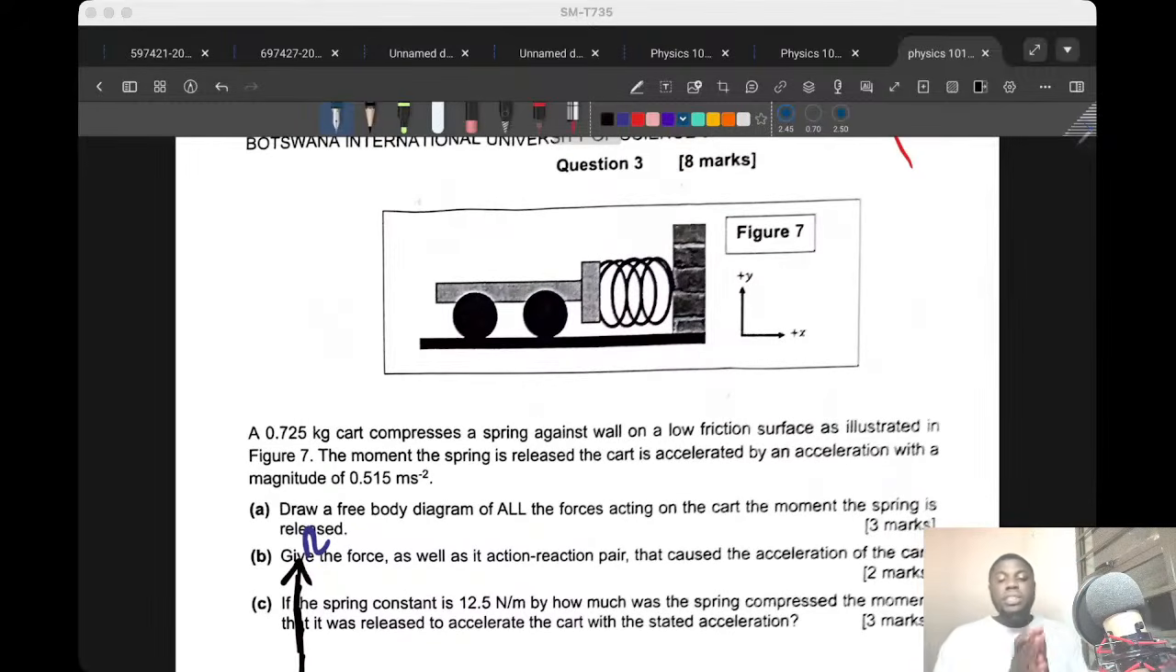Because a question with something like this, a spring, can cause an acceleration. We've seen how pulleys can cause acceleration. Ropes can cause acceleration. You just need to draw the free body diagram. And it's a dot. Don't draw the bus there.